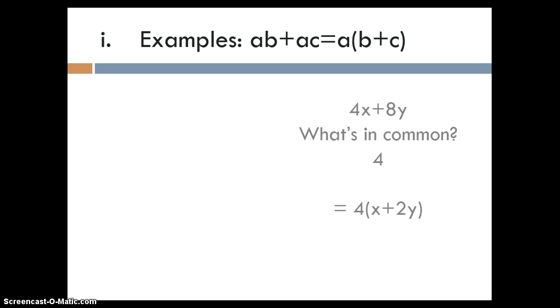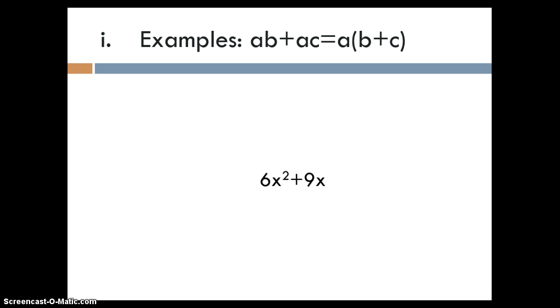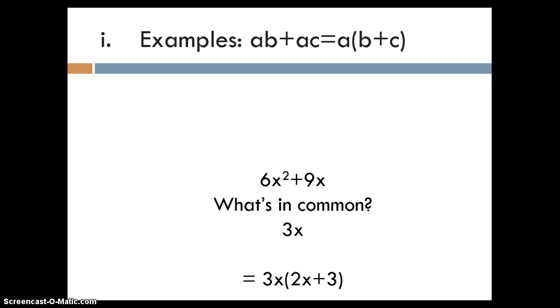Okay, and then the last one, it's a little trickier. You always remember that you can take out variables just as well as you can take out coefficients. So what is the coefficient that is in common here? 3, right. And there is also an x in both. So you are able to take out 3x instead of just a number. So that will leave you with 3x times 2x plus 3.